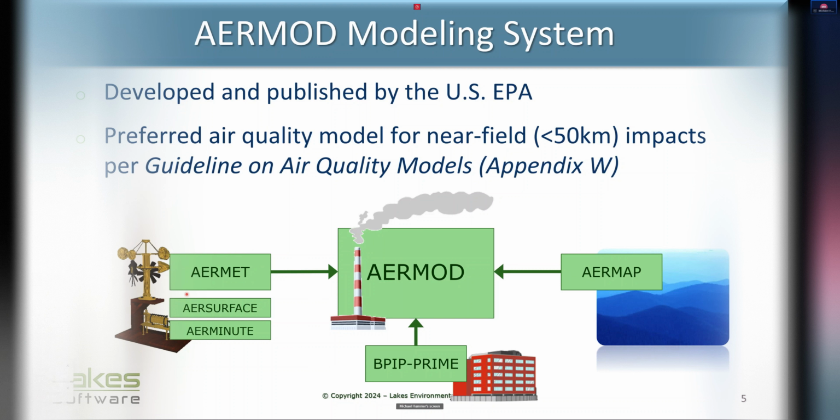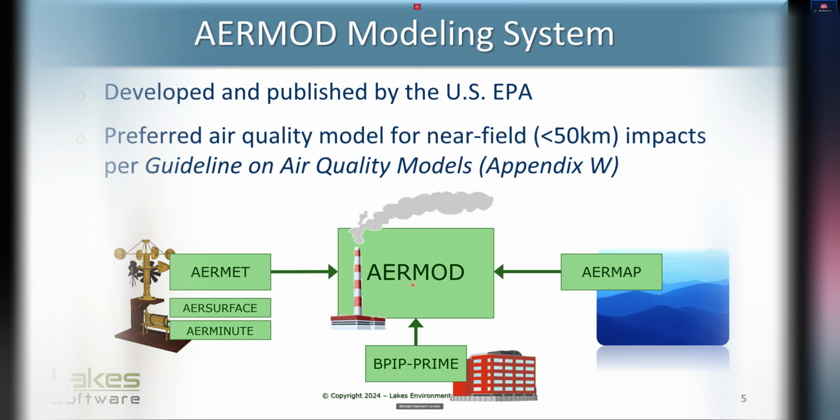It also uses some additional preprocessors, AERSURFACE for reading land use data, and AERMINUTE for processing wind data. AERMAP is the terrain data preprocessor for importing elevations of model objects into the AERMOD executable. And BPIP Prime is used for assessing the potential for building downwash against stack sources. So all of these components combined make up the full AERMOD modeling system.